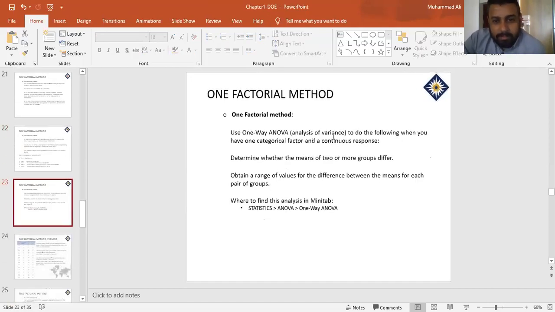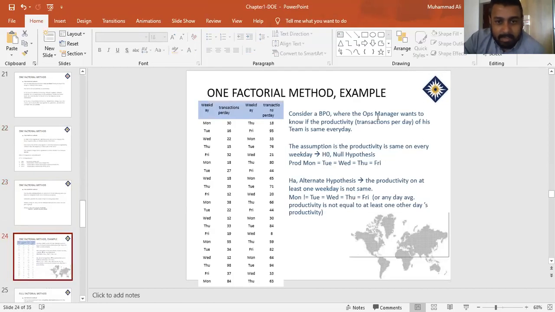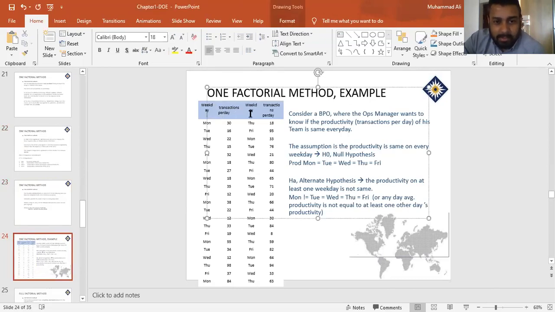So what we do, we call it the analysis of variance. We just look at the one factor, we determine its effect on it, and we come up with the best one. This is one of the examples he's giving. They are looking at the transactions per day, weekday or yes. Any question?